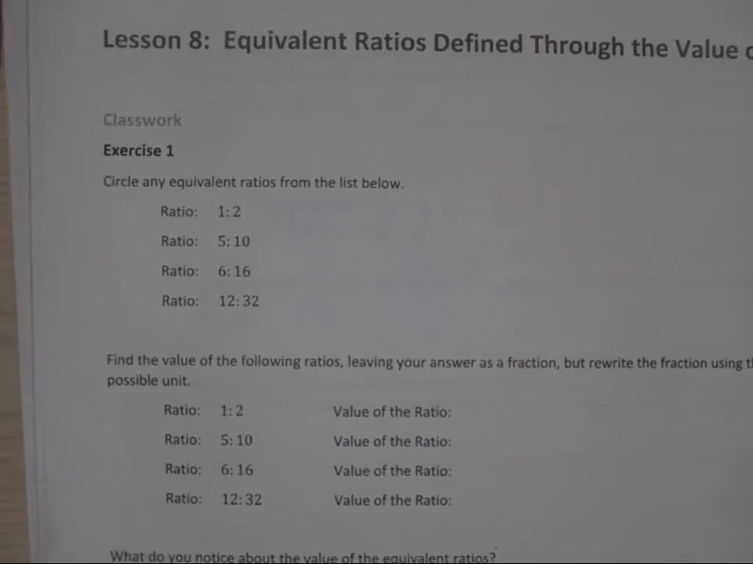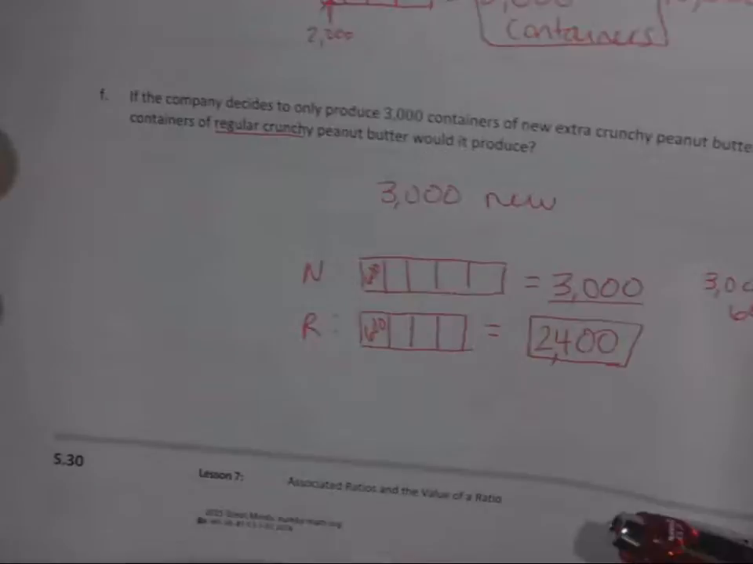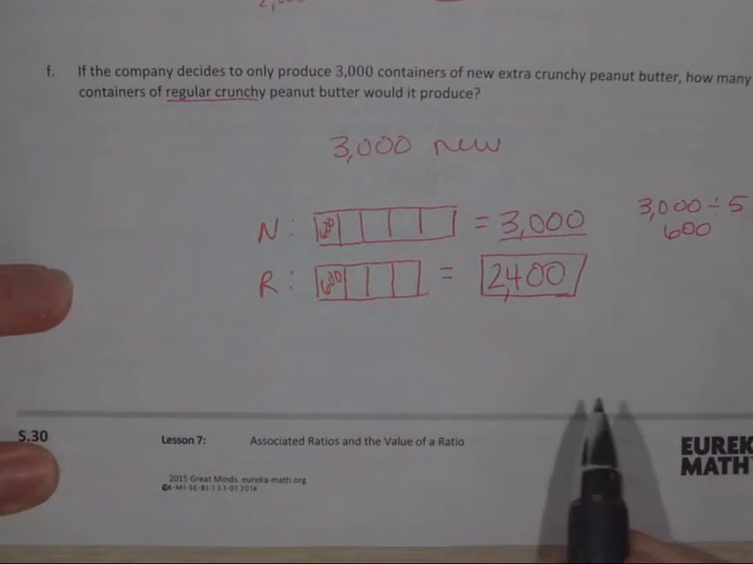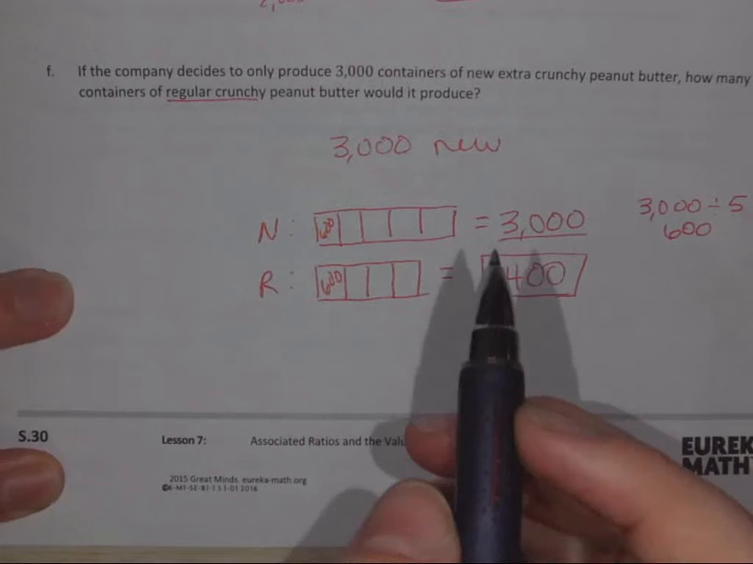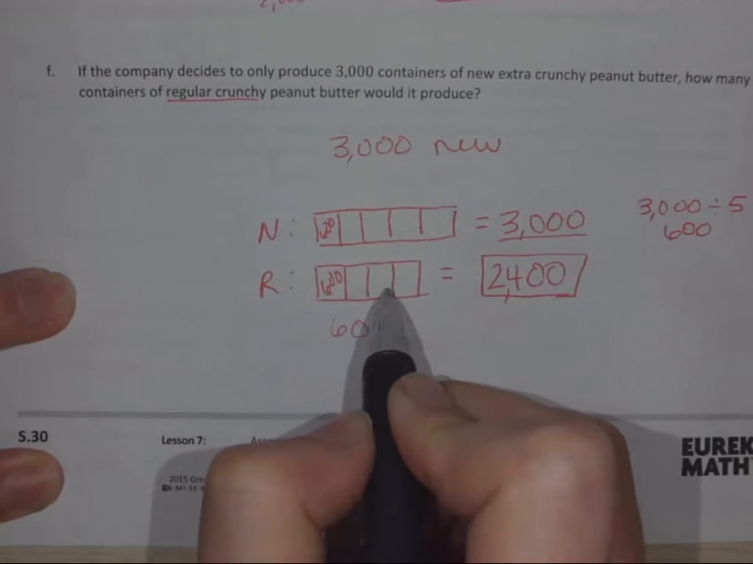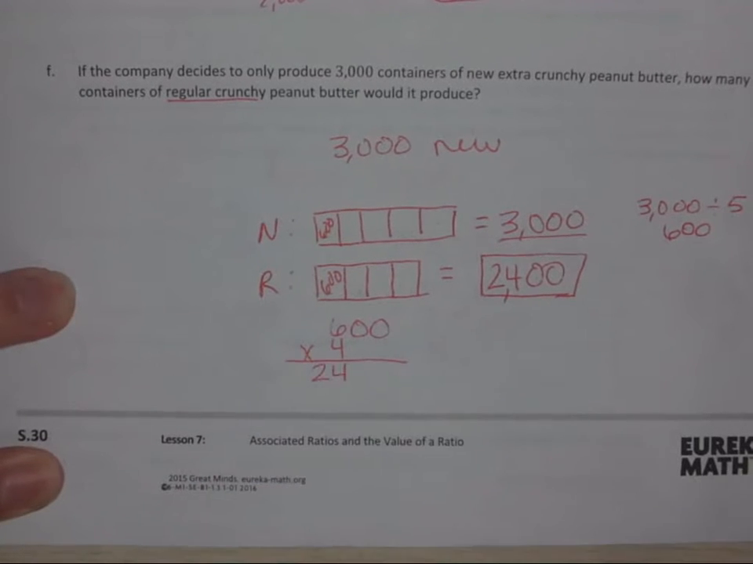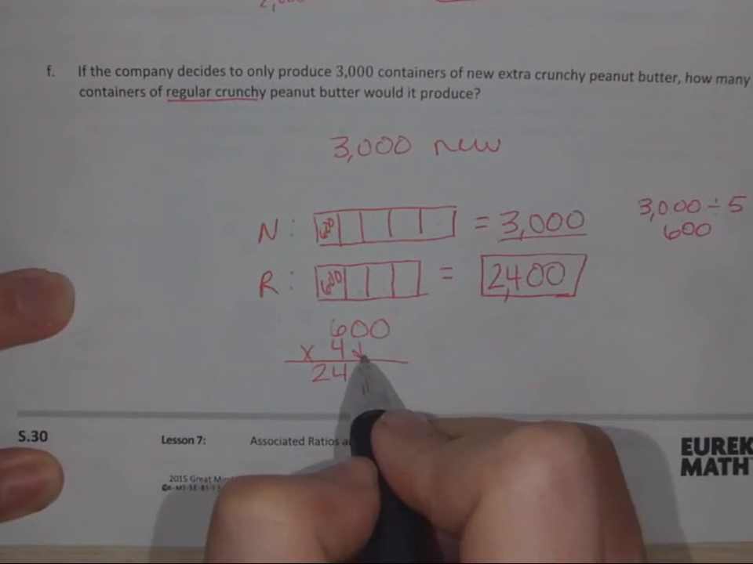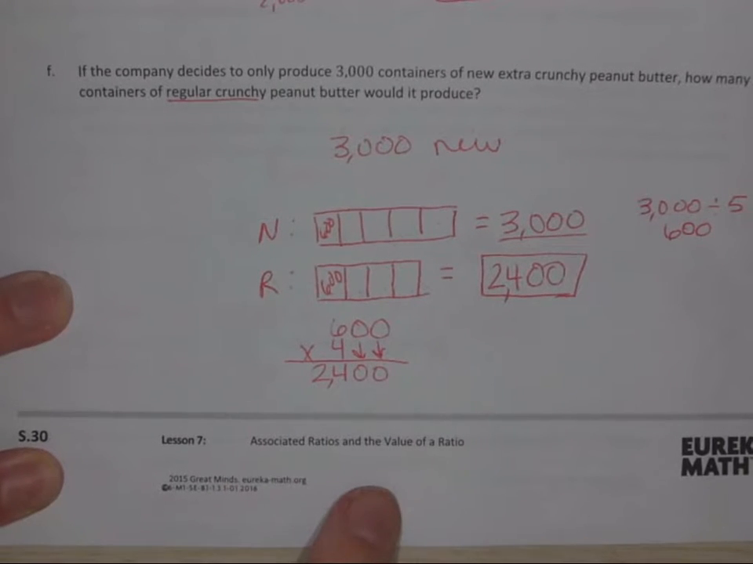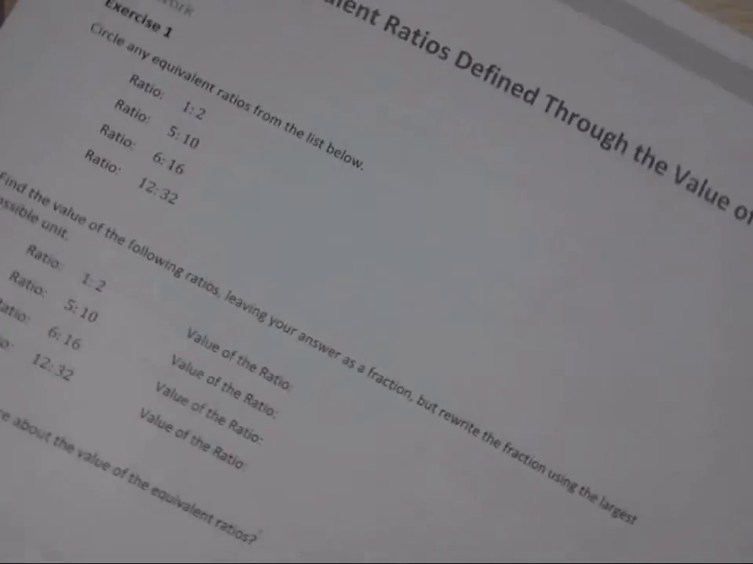Oh, how did I get 2,400? Good question. Let me find my, here we go. Okay, I got 2,400 because each unit is worth 600 and I have 1, 2, 3, 4 units. 6 times 4 is 24, right? And we bring down our zeros. 2,400. Does that make sense? Awesome. Okay, let's keep moving.